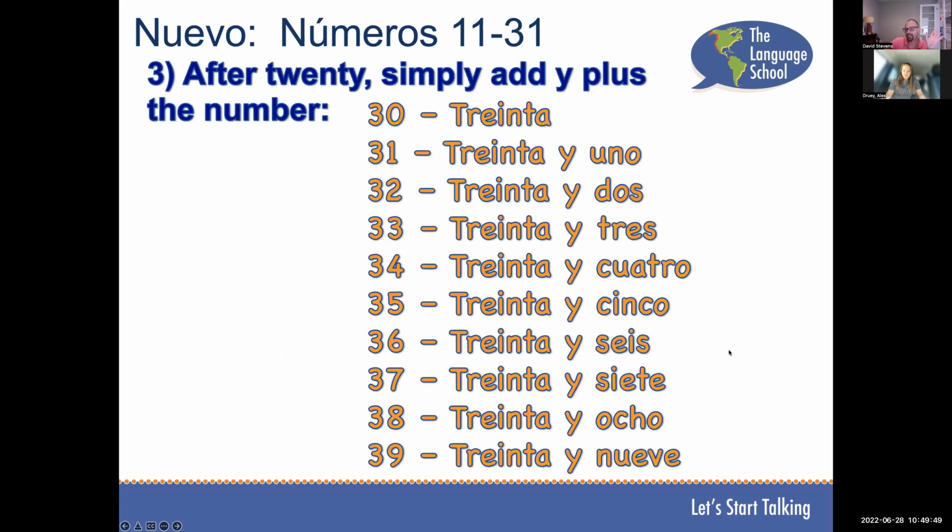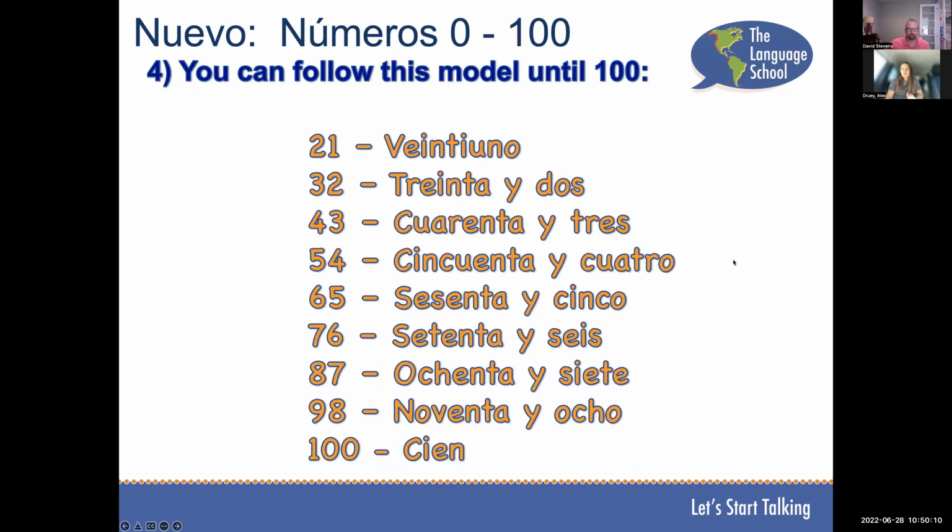Perfecto. After that, it gets simple. 30 is 30. And 30 through 90 is always going to end with an A, and then you add E, and then you add 1, 2, 3, right? So you get 30, 31, 32, 33, 34, 35, 36, and onward. Muy bien. So quick little recap, right? To follow this model up to 100, it just looks like this. So you can see how that 21 looks a little bit different than everything else.